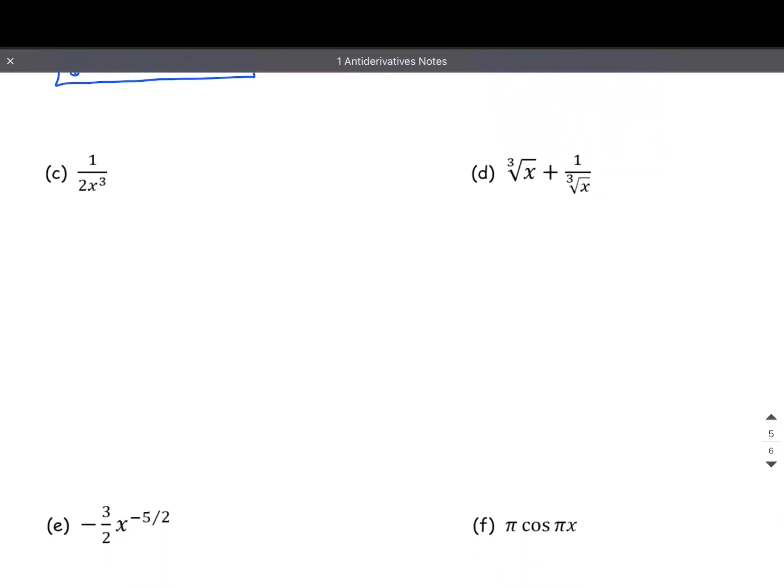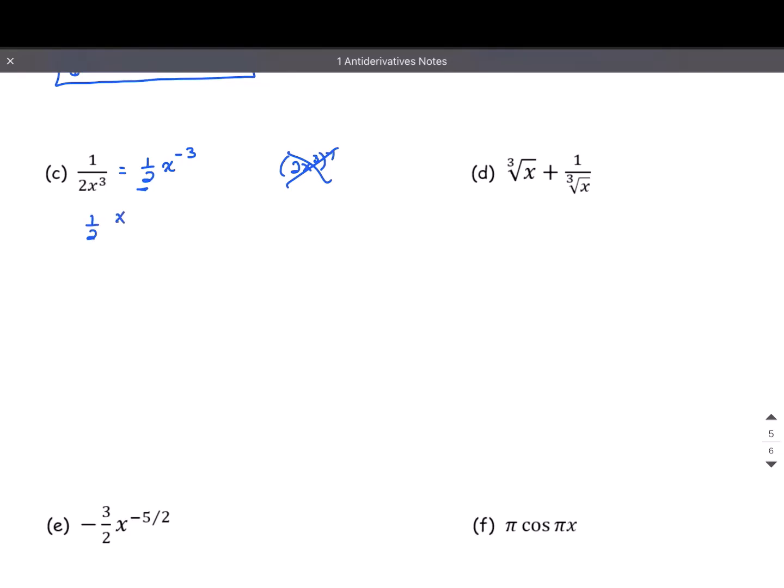Okay, now take a look at c. Before you find the antiderivative, you need to rewrite this. This is 1/2 times x raised to the negative 3. Now notice I did not bring the 2 up because that would mean I'd have the 2 and the x cubed but raised to the negative 1. That's more complicated. I do not even want to think about that, okay?